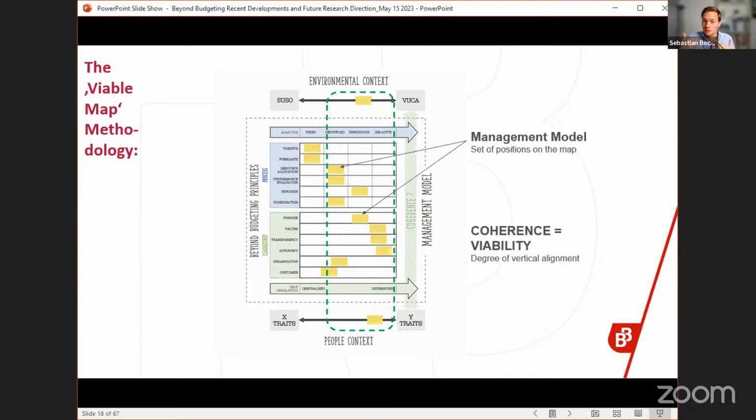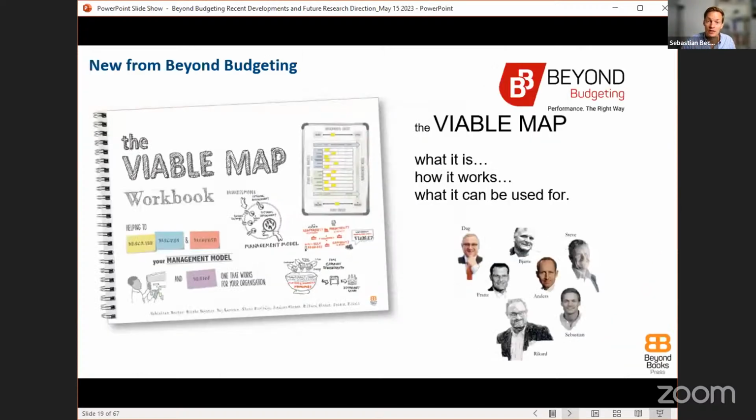So most often, actually, the management process also wins. So oftentimes people in HR, managers, wonder, why does my new purpose, why does nobody follow it? Well, that's because nobody thought about adjusting the management processes up top. So that's the idea of the viable map.